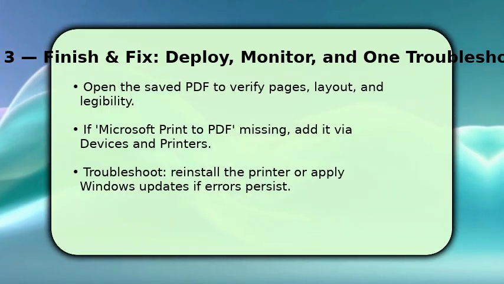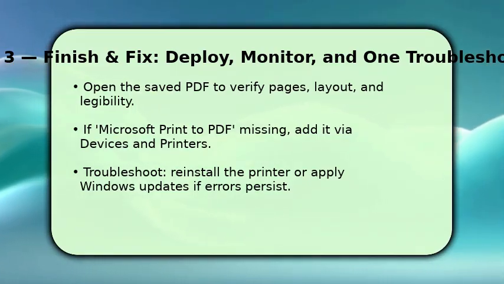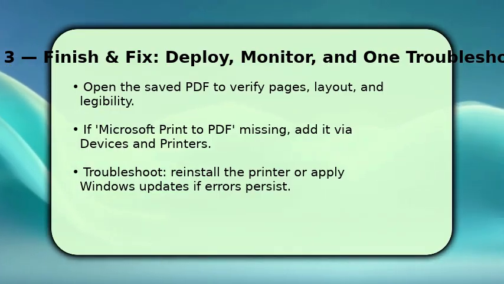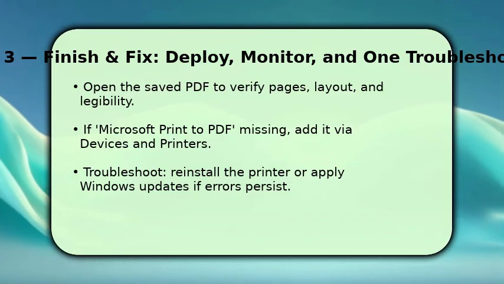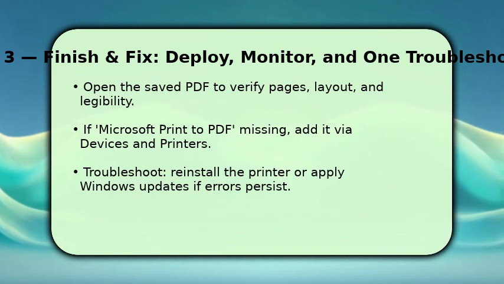If Microsoft Print to PDF is not listed, go to Control Panel, Devices and Printers, Add a Printer, then choose Add a Local Printer and select Microsoft Print to PDF from the list. Restart your app afterward. If errors persist, remove and reinstall the virtual printer or run Windows Update and restart. Often this fixes missing drivers or permission issues that block PDF creation.